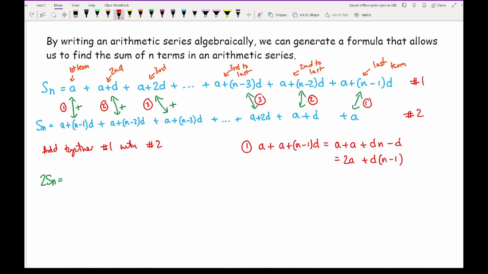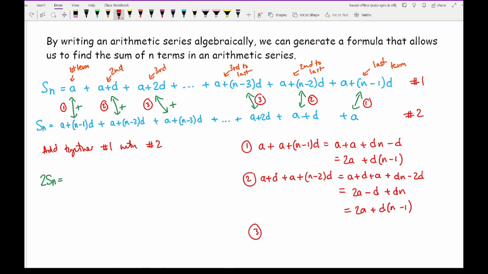And then for number 2, if I add those two terms, I've got a plus d plus a plus n minus 2d. Again, expand the brackets, I end up with a plus d plus a plus dn minus 2d. And again, simplifying that, I get 2a plus d, take away d is going to give me minus d, and then I've got plus dn, which then gives me 2a plus d(n minus 1).